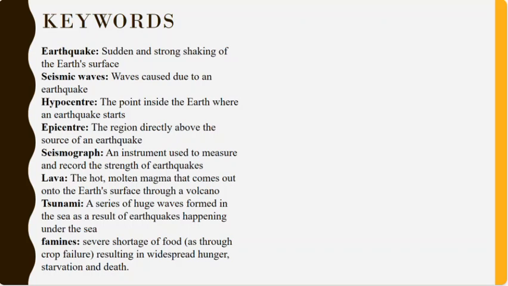Lava, the hot, molten magma that comes out of a volcano. Tsunami, a series of huge waves formed in the sea due to underwater earthquakes. Famines, severe food shortages that result in widespread hunger and death.